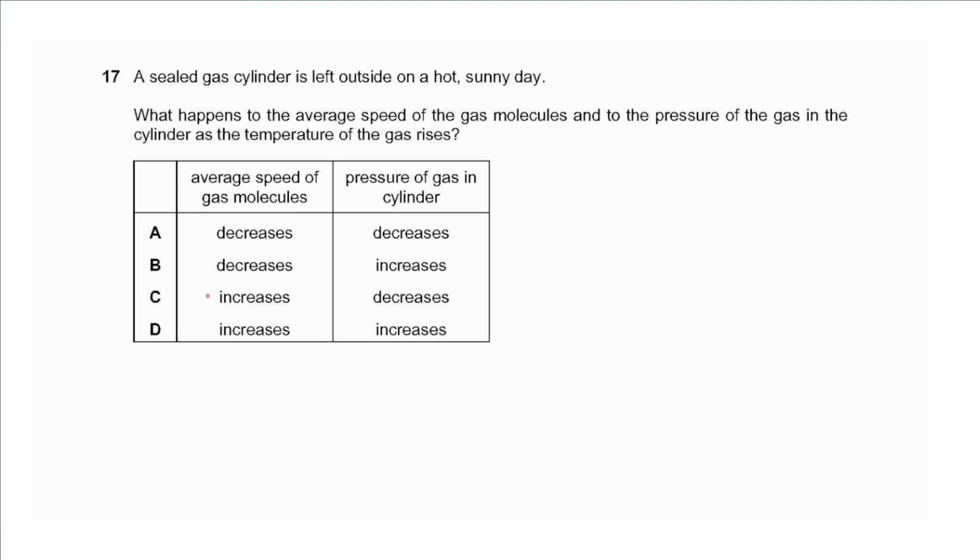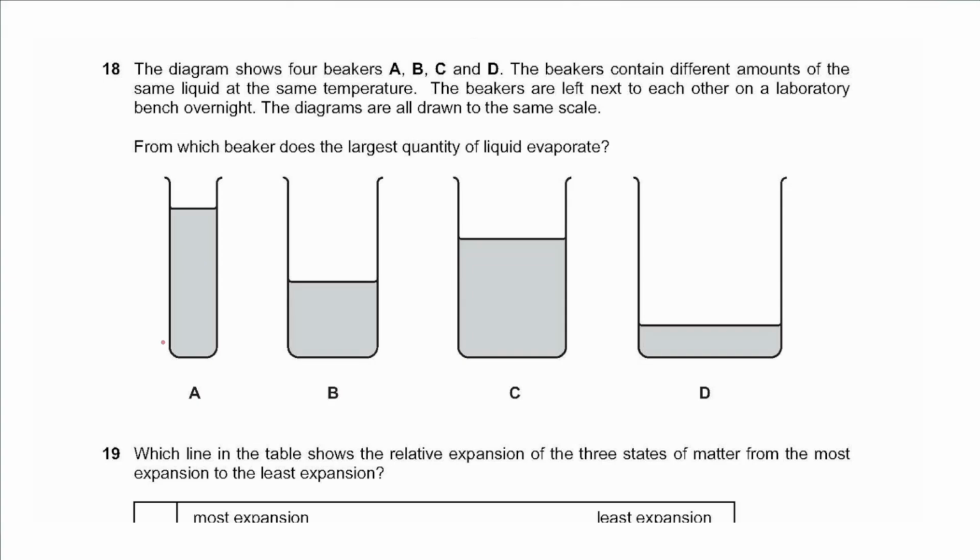So the speed increases because the temperature increases and the pressure also increases. So we choose D. Question 18 says the diagram shows 4 beakers A, B, C, and D.